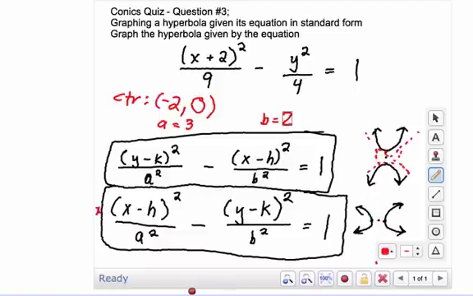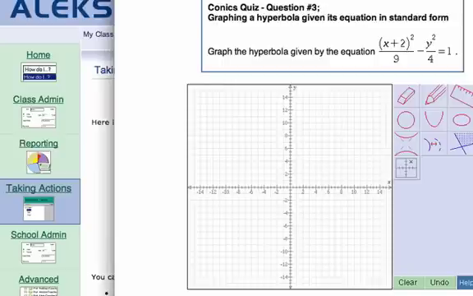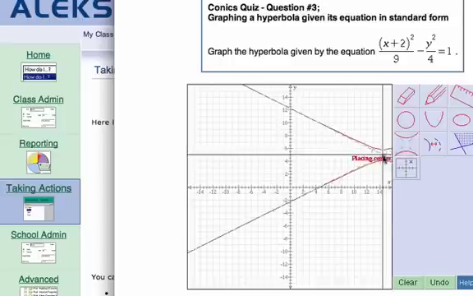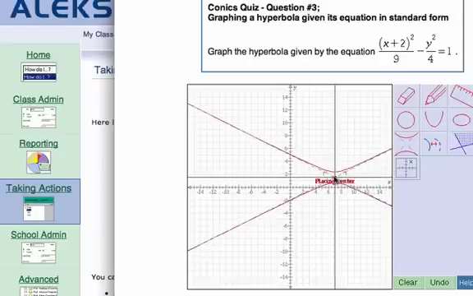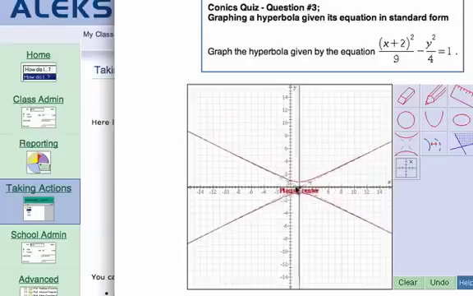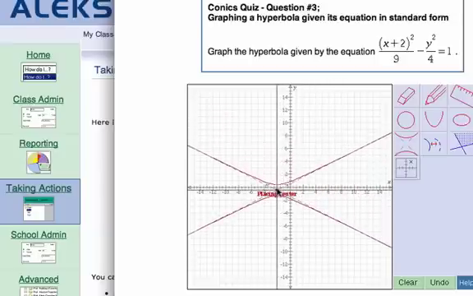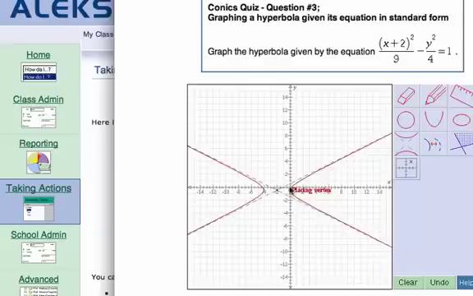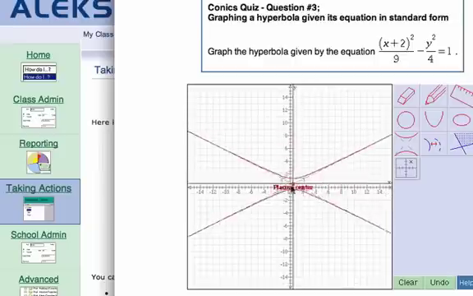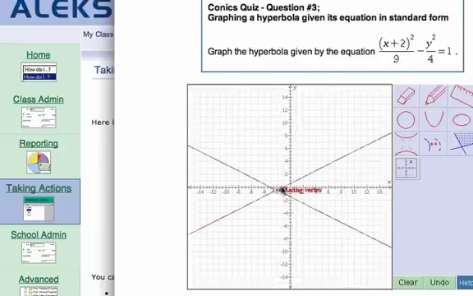Let me show you how to do this in ALEKS. We're going to click on the hyperbola button here, and it tells you to place the center first. So we're going to go over here to -2, 0 and place our center. Got to be careful with this one.